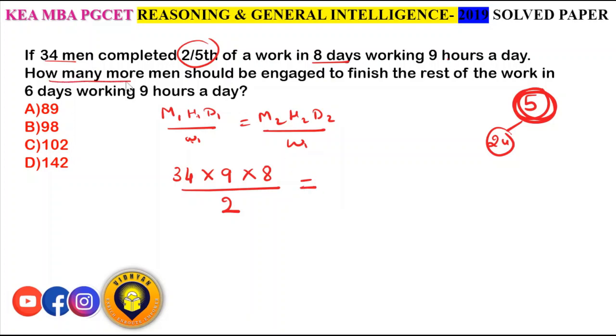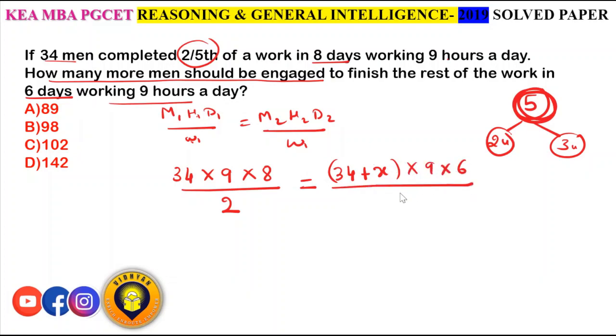That is equal to how many more men should be engaged. That means already 34 are there. Again, how many more men should you engage? 34 plus x. This x you have to find. How many more men should be engaged to finish the rest of the work? Rest of the work means 2 units is completed. Remaining is 3 units. W2 will become 3 here. Okay, to finish the rest of the work in 6 days, working 9 hours a day. H2 is 9, days is 6, and W2 here is 3. So here you have to find the value of x, how many more men should be engaged.